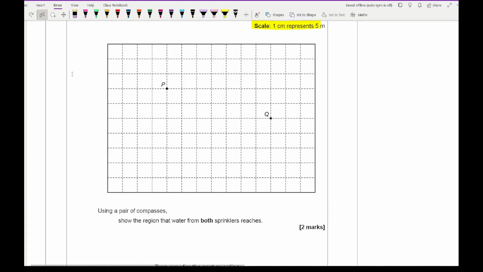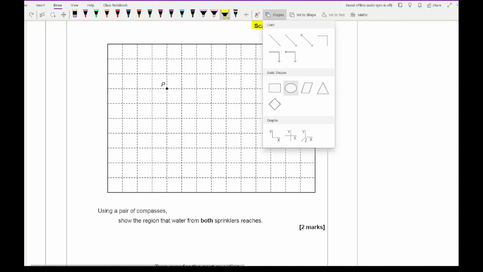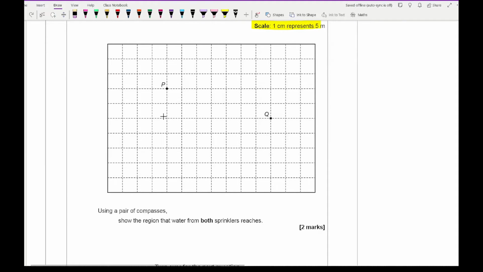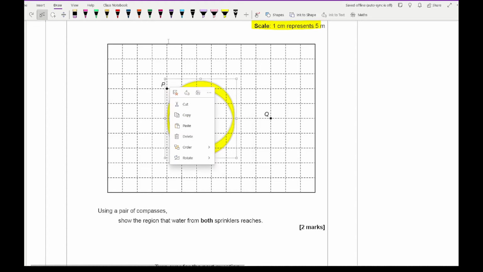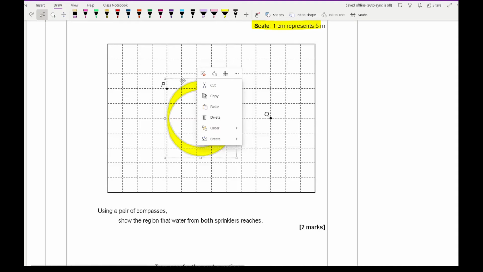So for this, what I need to do is get my compass, and I need to draw a circle, preferably not with a highlighter. So let's just get rid of that, if it's letting me to.